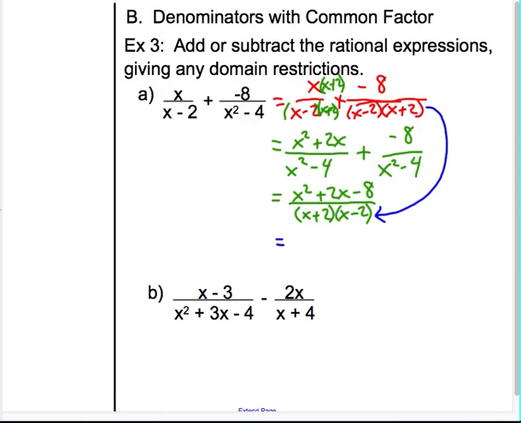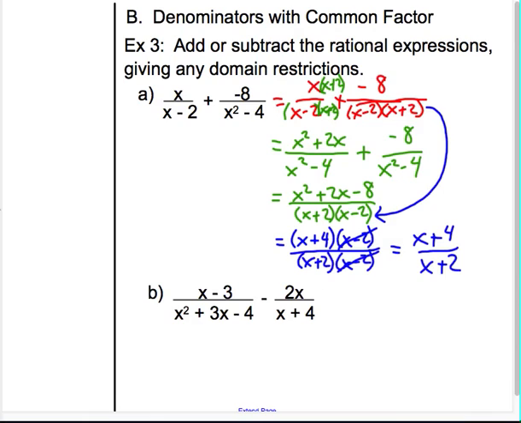So in my numerator, what multiplies to negative 8 and adds to positive 2? And we have x plus 4, x minus 2. So that will cancel with one of my x minus 2's in the denominator. So my completely simplified answer is x plus 4 over x plus 2.